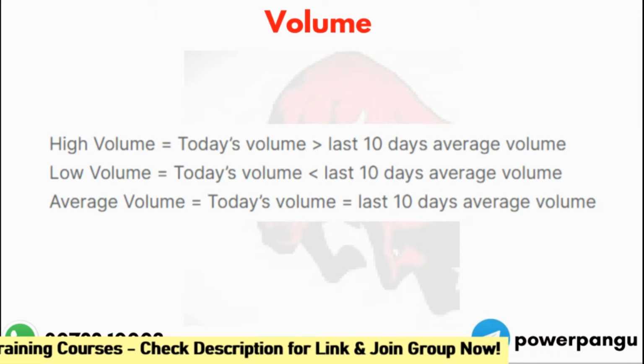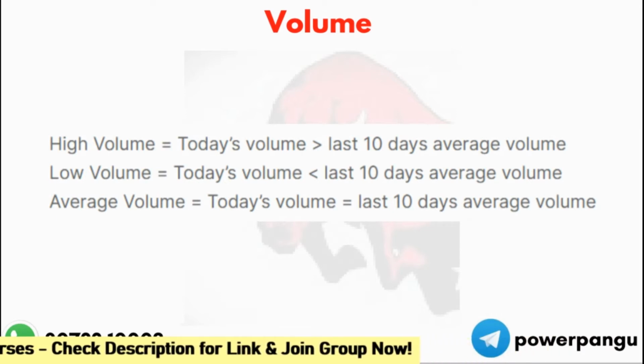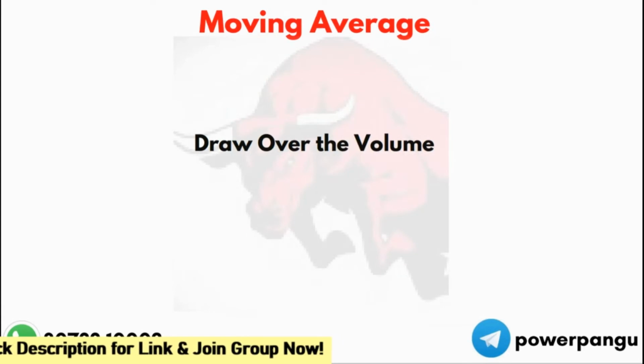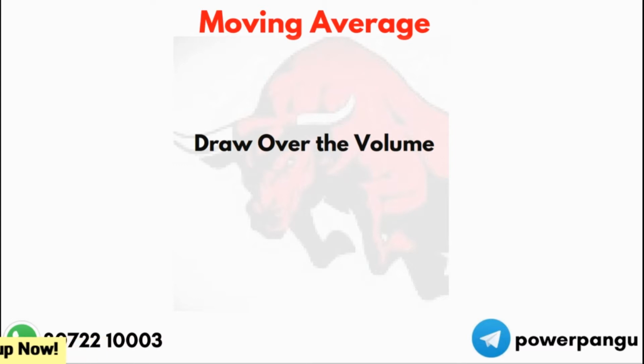Let's quickly discuss what a moving average is. We know what an average is. Whenever we get the grade and marks in our school, we calculate the total number of marks from different subjects and divide it by the number of subjects, and we get an average. Similarly, in the stock market, we try to find the average by drawing the average line. Over the volume or over the price, on whichever you can draw the moving average.